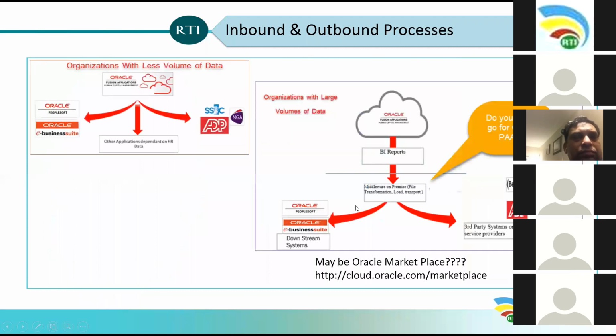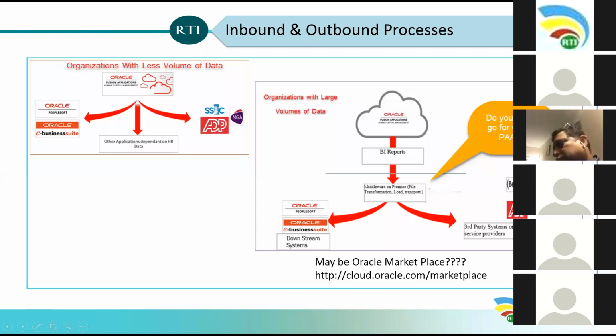Similarly, if you want to do the outbound integration, let us say we have an organization with a lesser volume of data. In these cases, Fusion applications should send data to the banks, send data to the E-Business Suite, or send data to ADP. How do you want to send the data? Oracle SaaS applications have the ability to send data to third-party applications.